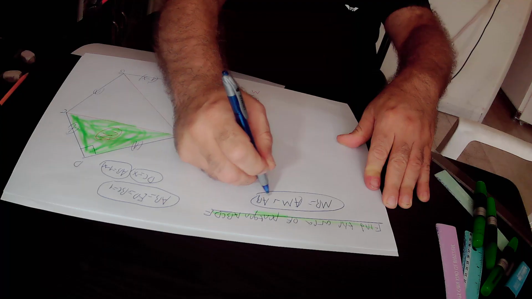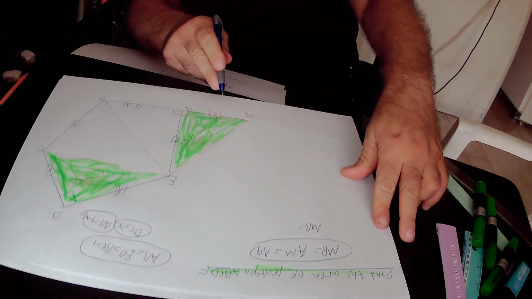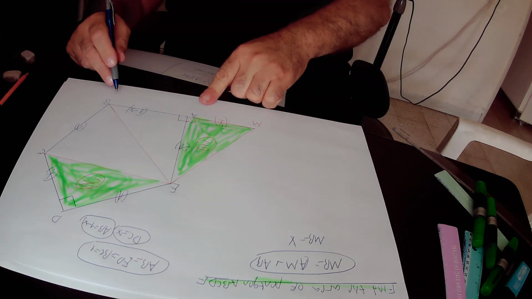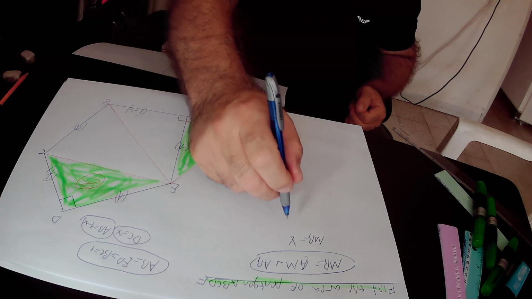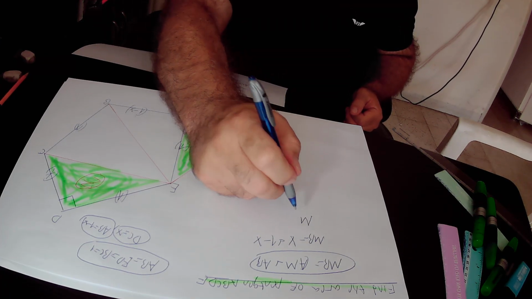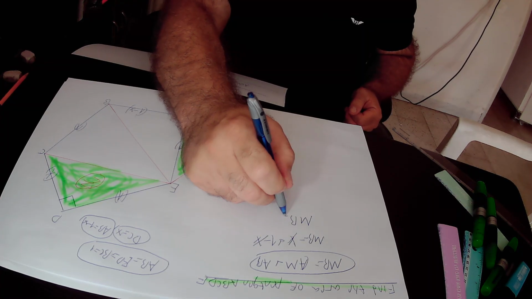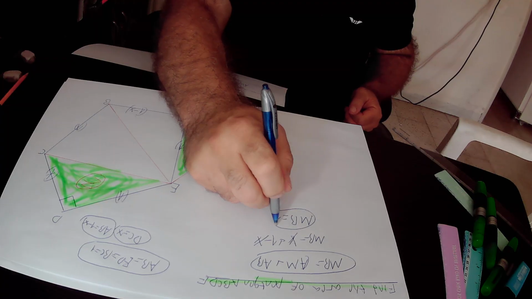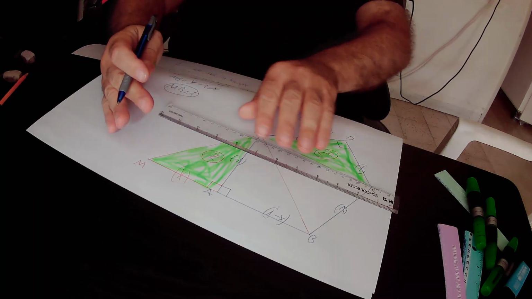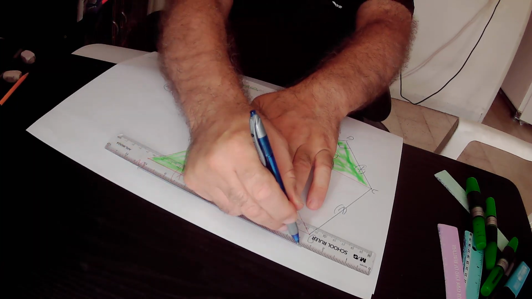So MB in total equals AM, that is X, plus AB, that is 1 minus X. So in total MB equals X minus X is 0, so we're left only with 1. So MB equals 1 unit in its length.